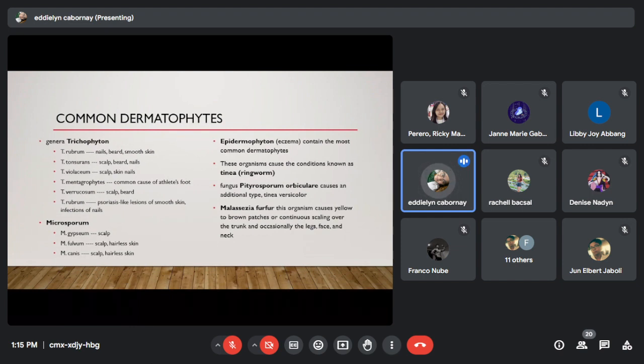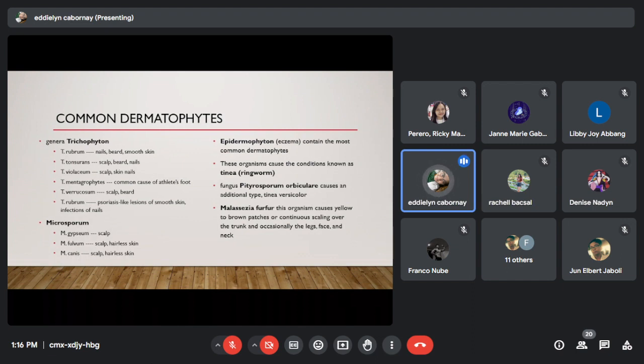And then we have the psoriasis-like lesions of smooth skin, infections of the nails, which is Trichophyton rubrum. Okay, so we also have the genus Microsporum, and Epidermophyton, which is the most common dermatophytes. So these organisms cause the disease known as tinea or ringworm.